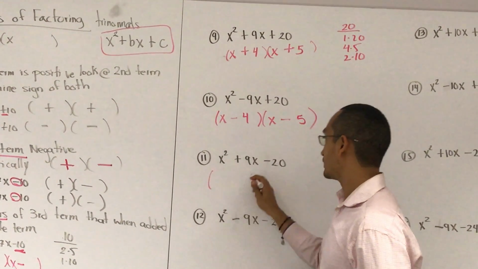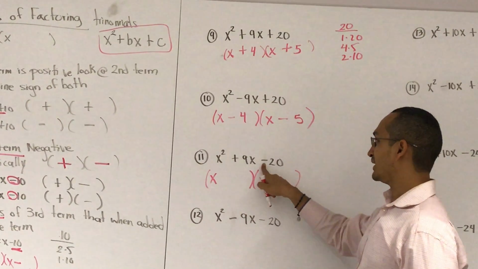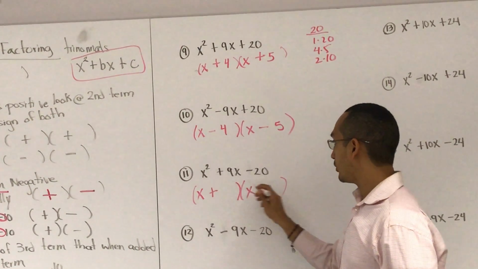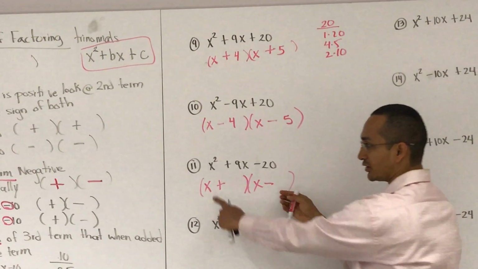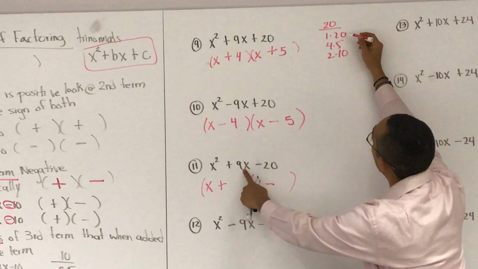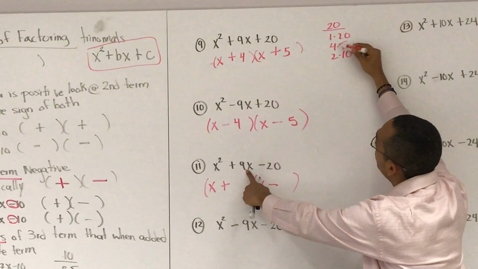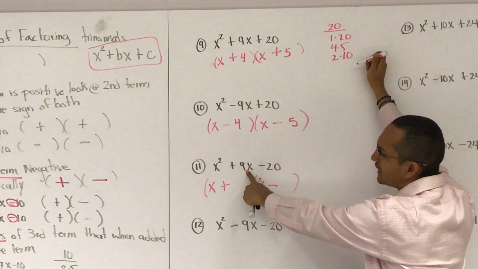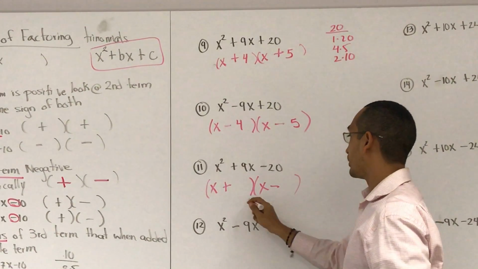Again, now the same situation. x and x, this is negative. If the third term is negative, automatically one is positive, and one is negative. The factors of 20, when subtracted, because you have one positive and one negative, so you're going to subtract. Does subtracting give me 9? 20 minus 1, no. 5 minus 4, no. 4 minus 5, no. 10 minus 2 is 8. 2 minus 10 is negative 8, so no. So no, no, no, no. So it's prime.